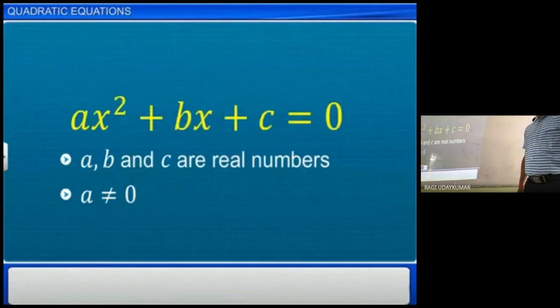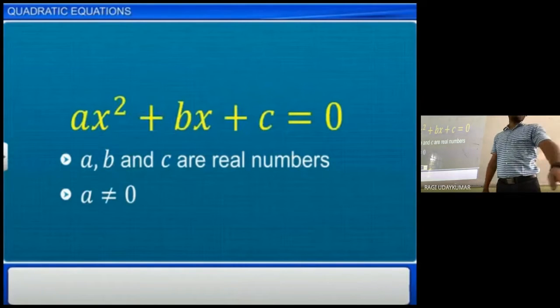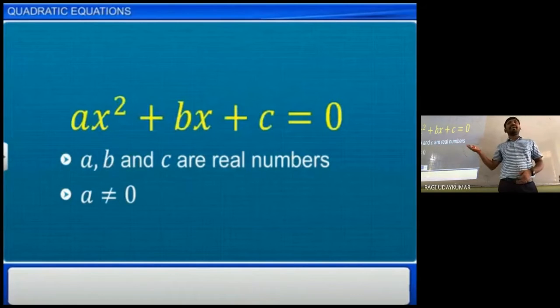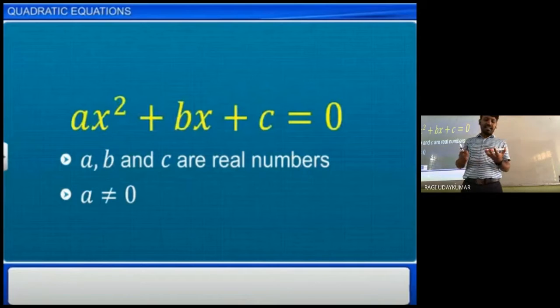Quadratic equations. So the general form of the quadratic equation is what here? ax square plus bx plus c is equal to 0. Already you have learned a chapter of quadratic equations in your class 10th, and that quadratic equation, whatever you have learned, with the real roots. You recall the concept of the quadratic equation that you have learned in class 10.